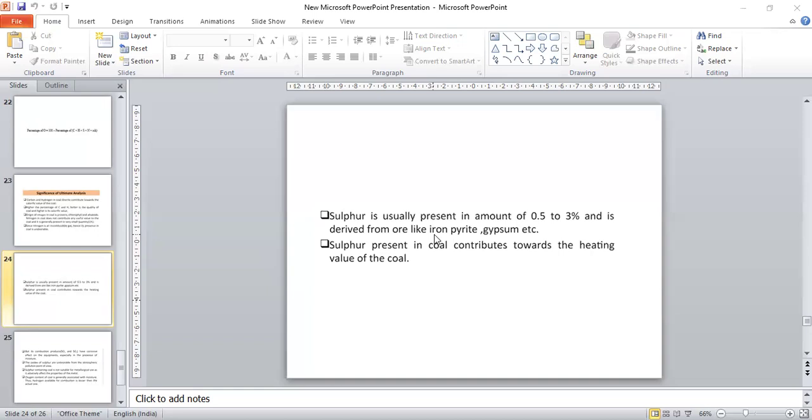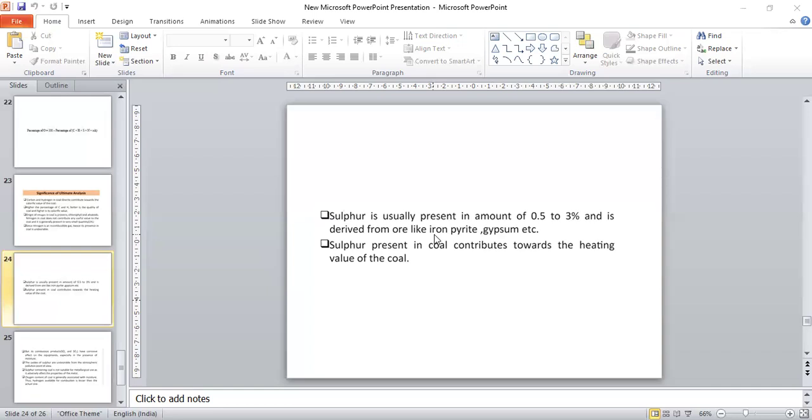When sulfur reacts with oxygen, it produces sulfur dioxide, which is very harmful because it gets oxidized and forms sulfuric acid. The formation of this sulfuric acid leads to corrosion. Okay, corrosion is nothing but rusting of materials.